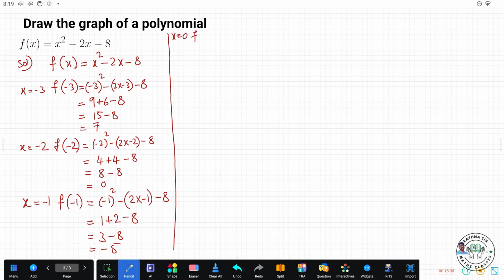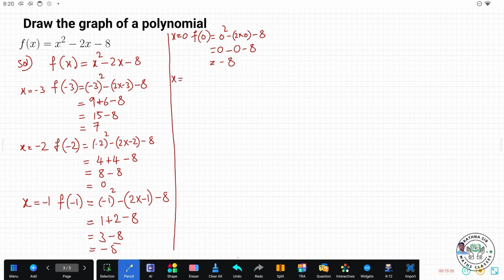So f of 0 is equal to 0 square minus 2 into 0 minus 8. So 0 square is 0, minus 2 zeros are 0, minus 8. So here the answer will be minus 8. So next we will take 1.